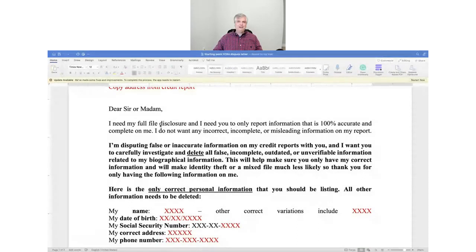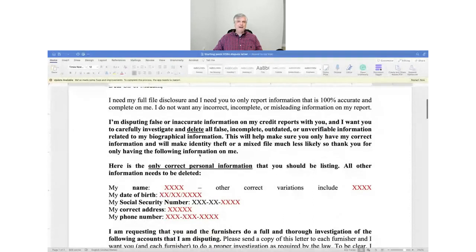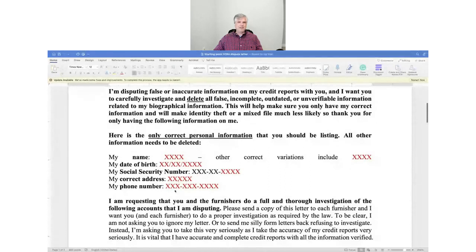So I need my full file disclosure. I want you to report stuff 100% accurate and complete. So I want you to make my personal or biographical information correct. It's very simple. Here's my name, here's other variations, here's my date of birth, my social security. Now, if you're dealing with, for example, Experian and they have a social security variation, our approach is to list out our full social and include our social security card. But for everybody else, or if there's no issue with their social security, we just include the last four numbers. Then we do our address, our phone number.